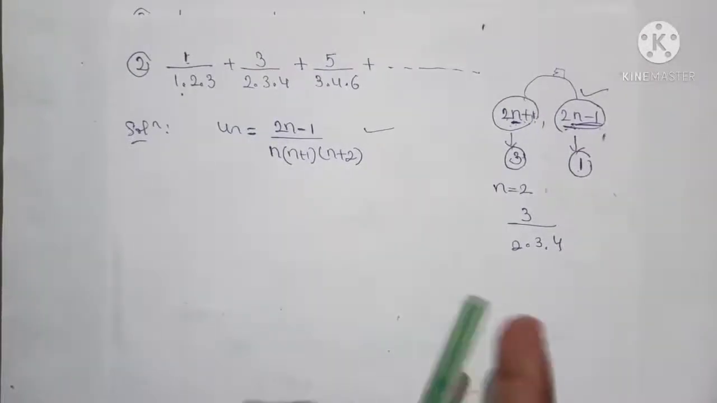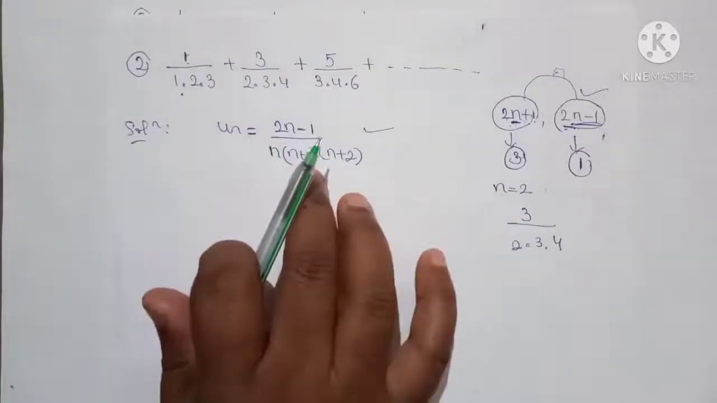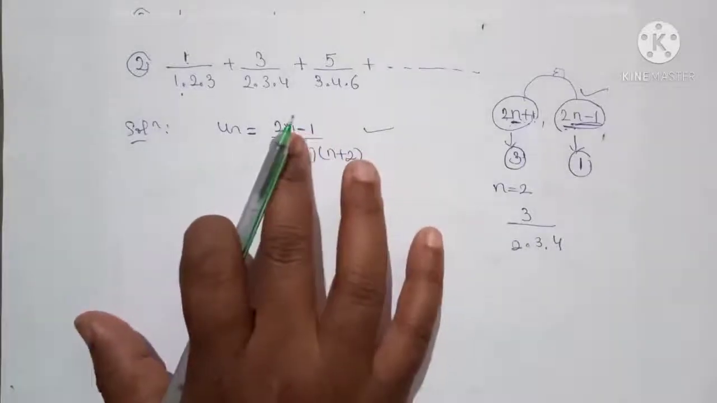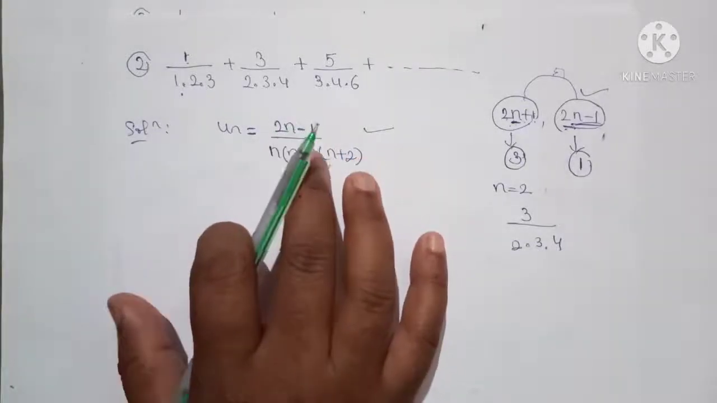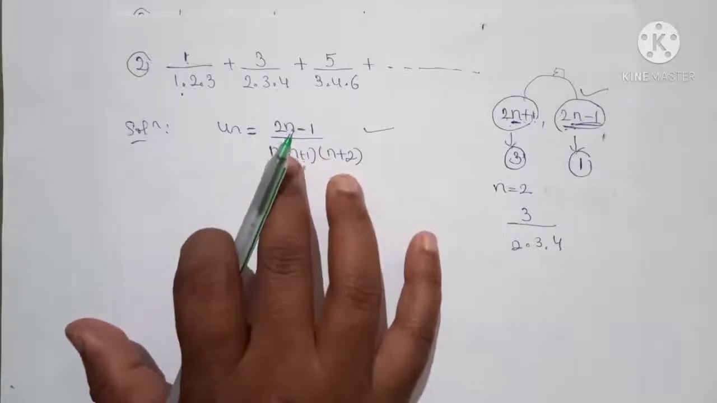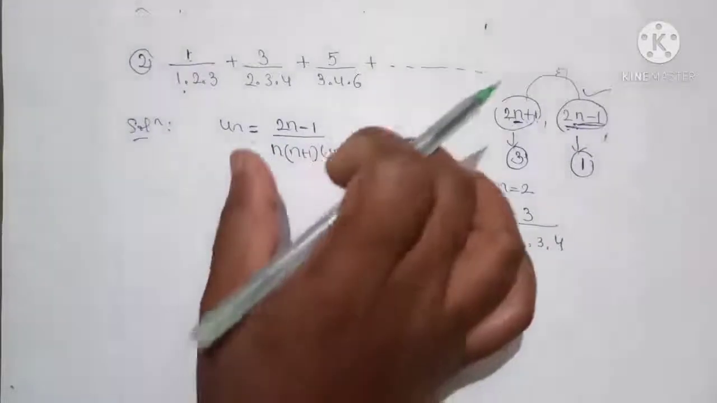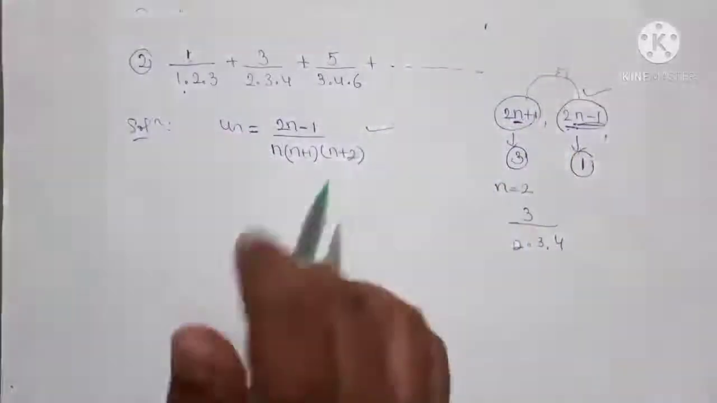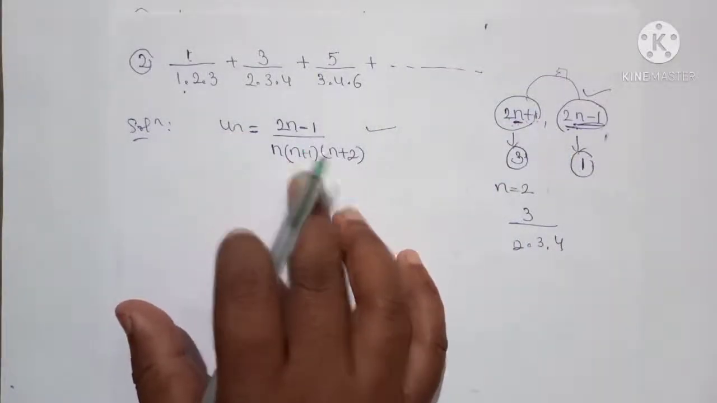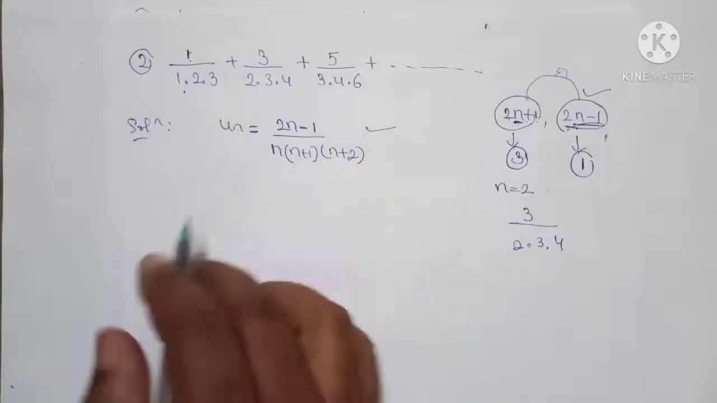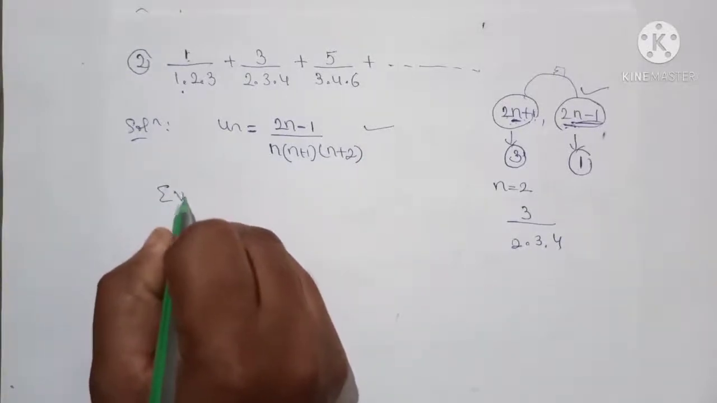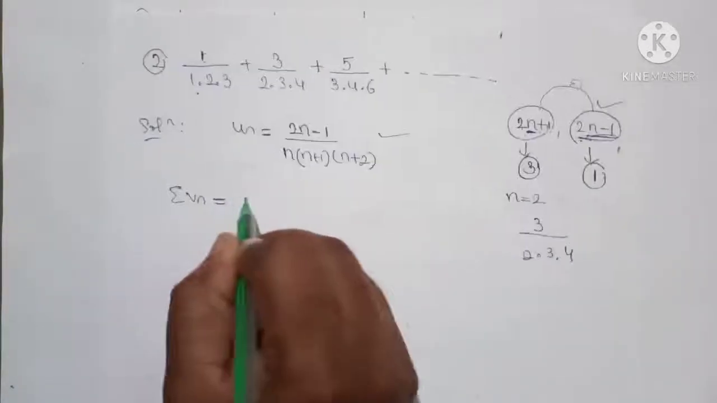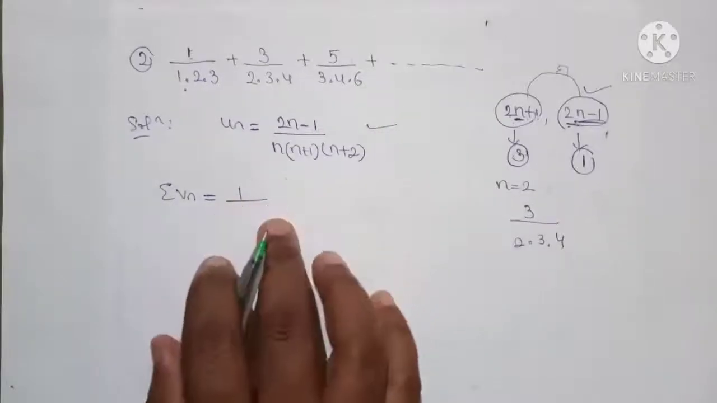So now we have written un. We apply the comparison test because both the numerator and denominator contain simple terms, 2n minus 1 in the numerator and n into n plus 1 in the denominator. Therefore we apply the comparison test here. In order to apply the comparison test, we need to choose summation Vn, which is equal to 1 divided by n raised to p minus 1.